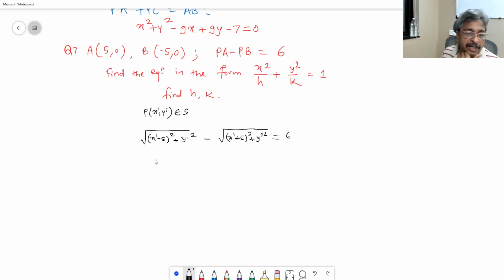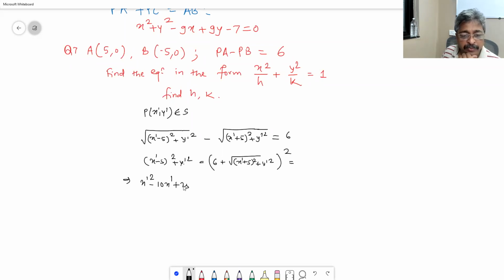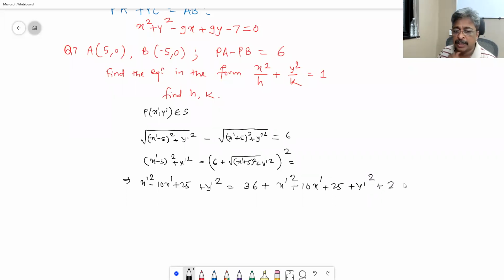You take one of them to the other side and square it. So x dash minus 5 bracket square plus y dash square is equal to 6 plus radical x dash plus 5 square plus y dash square, whole bracket square, which is equal to x dash square minus 10x dash plus 25 plus y dash square is equal to 36 plus x dash square plus 10x dash plus 25 plus y dash square plus 2 times 6, that is 12, root x dash plus 5 bracket square plus y dash square.